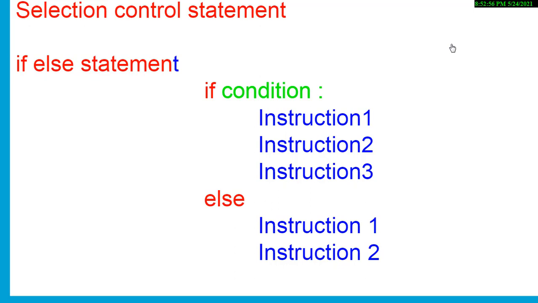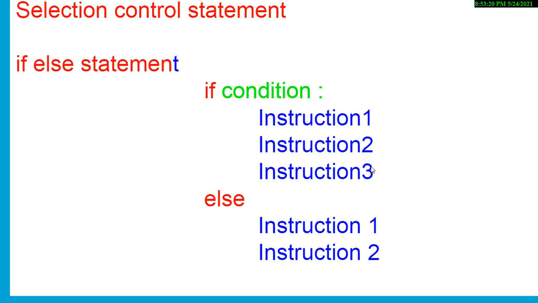Now coming to the next one, selection control statement. In selection control statement, we make use of two things, the if else statement. Now what is an if else statement? If the condition is true, the following instructions will be executed. I'm taking 3 instructions, instruction 1, instruction 2, instruction 3. Else, it will take the next instruction.